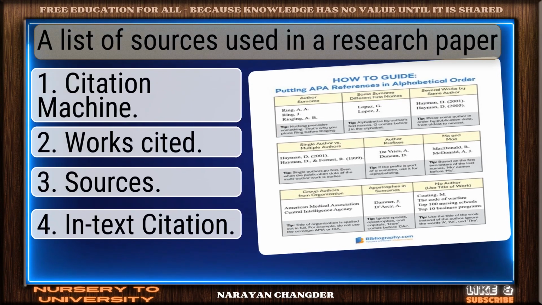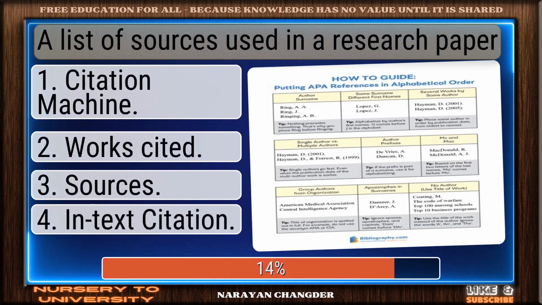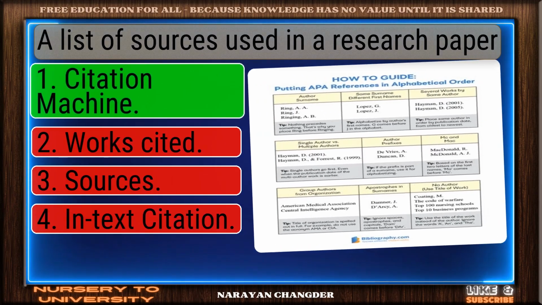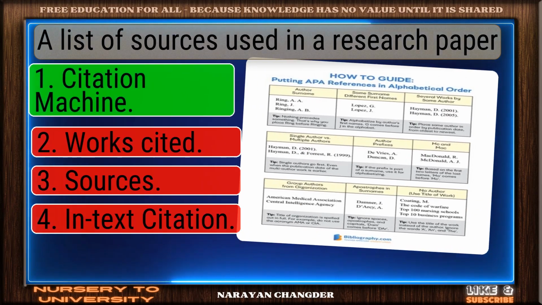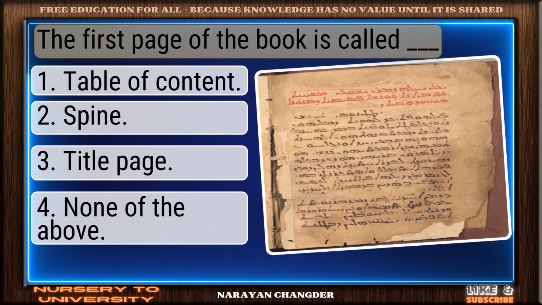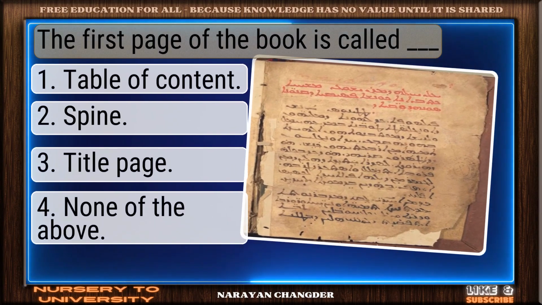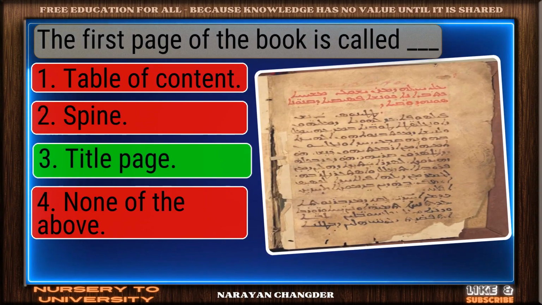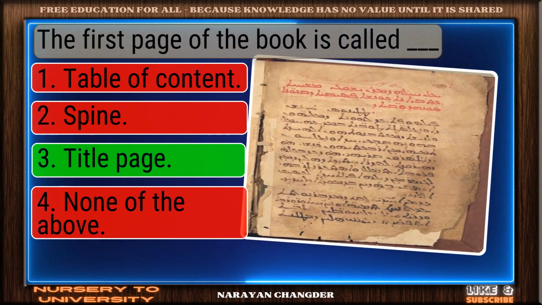A list of sources used in a research paper. Right again. Citation machine is a valid answer. The first page of the book is called dash. You're right. Title page is the correct answer.